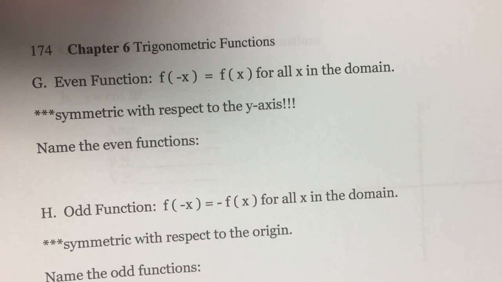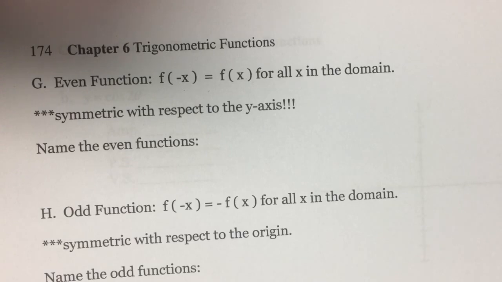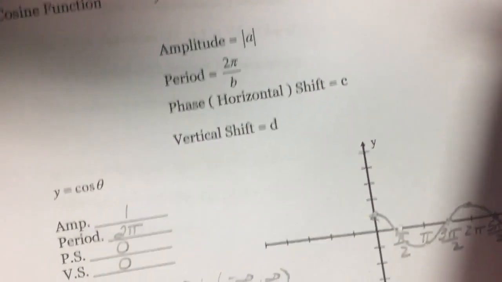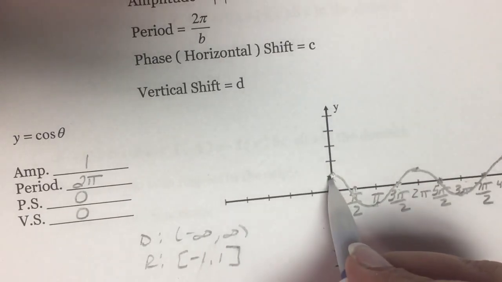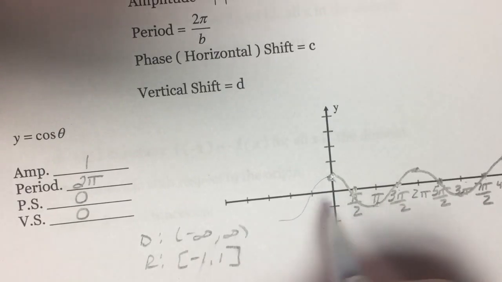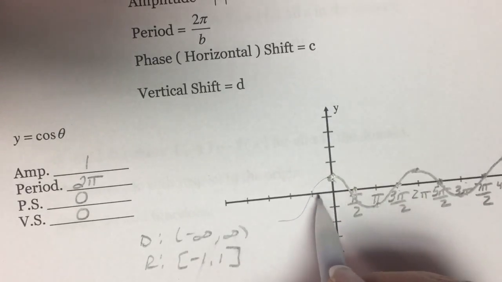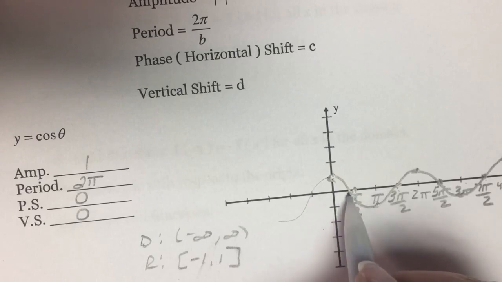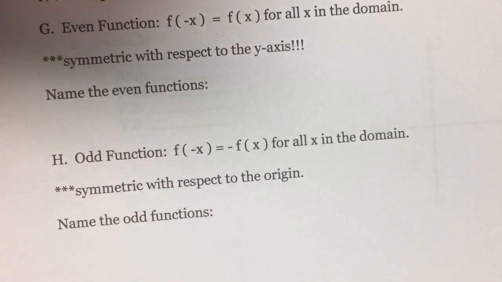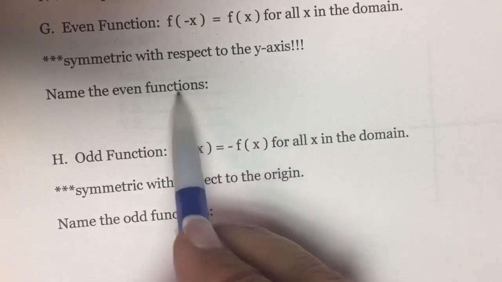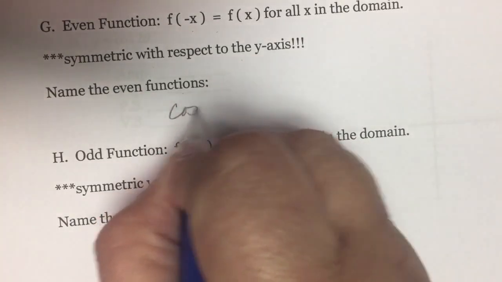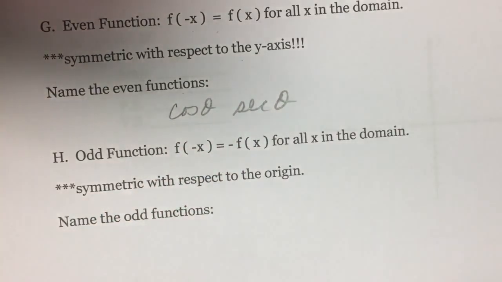So if you remember our cosine function, which I'm going to go back to my picture, our cosine function is the only even one. If I were to continue this, do you see it would be symmetric with respect to the y-axis. I think I said x, it should be y. That's true because it's an even function. Name the even functions. Remember, those are only cosine theta and secant theta.